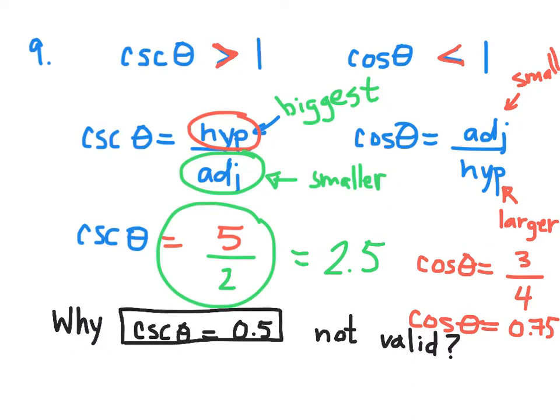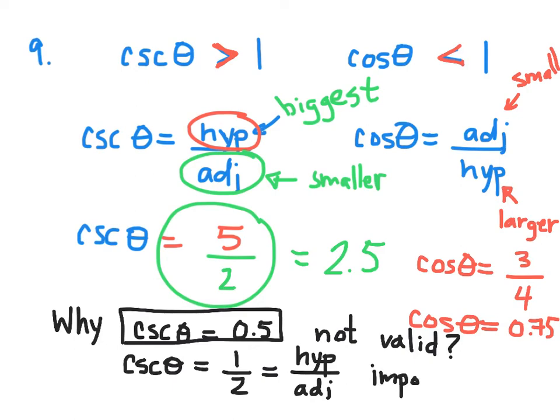The reason why is because cosecant theta, as a fraction, we know 0.5 is just 1/2. And we also know the definition of cosecant theta. Cosecant theta is hypotenuse over adjacent. Well, this is impossible. Why? Because if the hypotenuse, the top number, is 1, the adjacent cannot be 2. That's impossible for a triangle. The hypotenuse always has to be the biggest number. So it is impossible to find theta in this formula, cosecant theta equals 1/2.